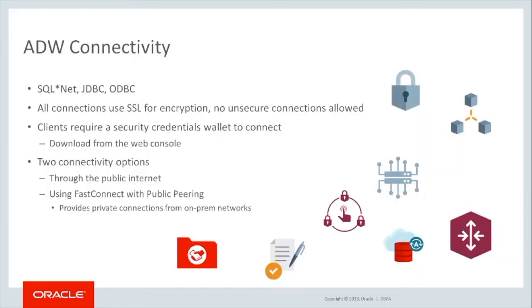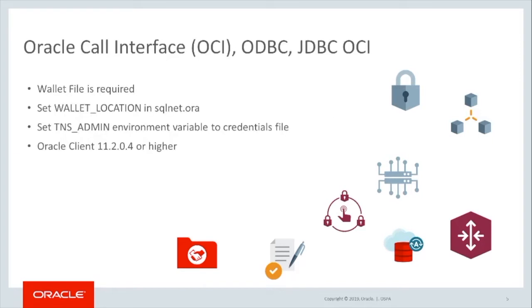As was covered in provisioning and connectivity, here are some of the supported connections to the Autonomous Data Warehouse. You should already know about the credential wallet file from the section on provisioning and connectivity, as you will be using it in the various types of connections we will cover. The Oracle Call Interface, or OCI, Open Database Connectivity, or ODBC, and Java Database Connectivity, or JDBC, all have specific requirements in order to connect to the Autonomous Data Warehouse.